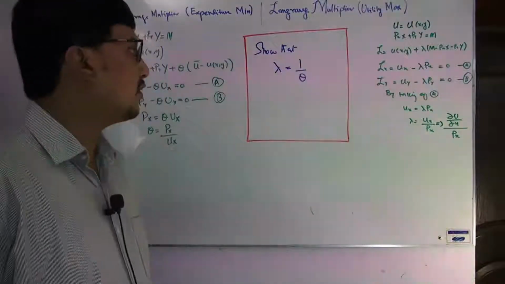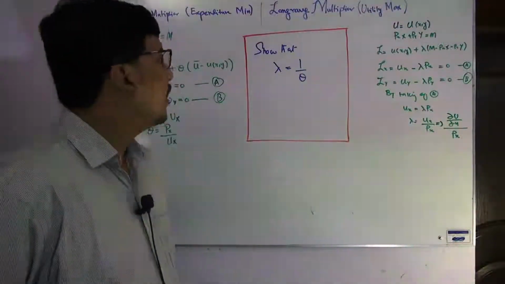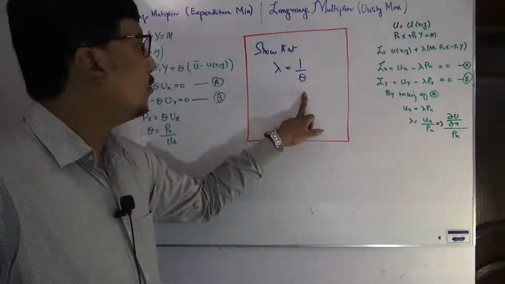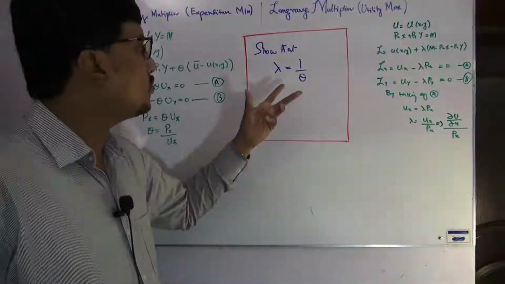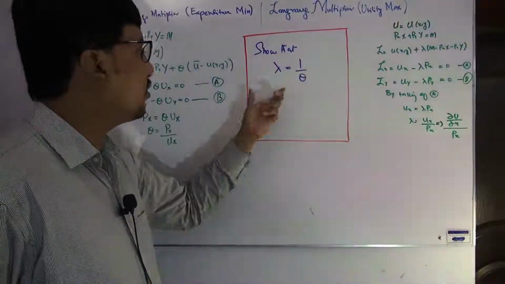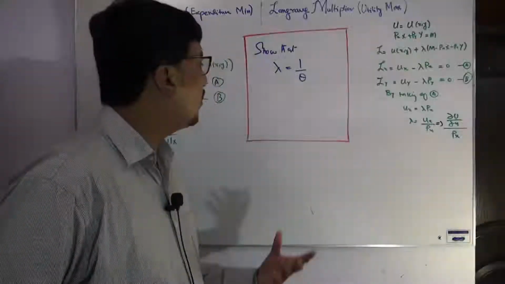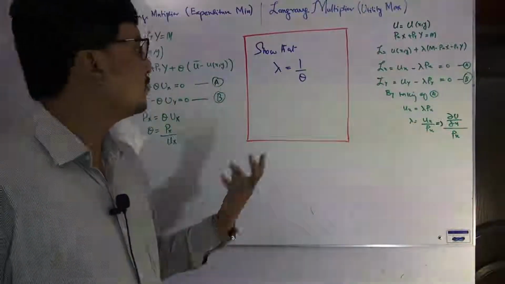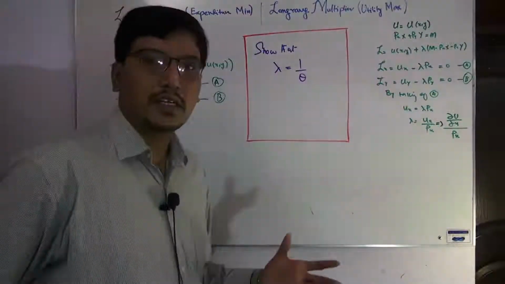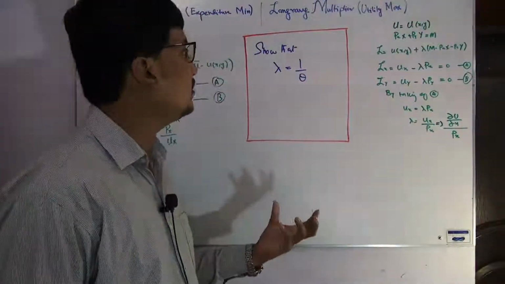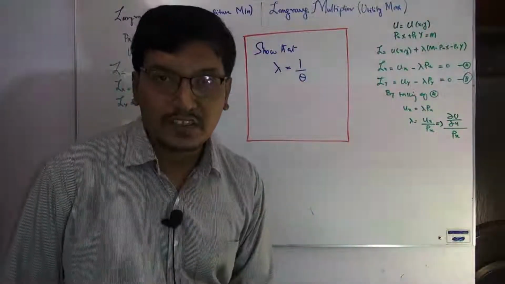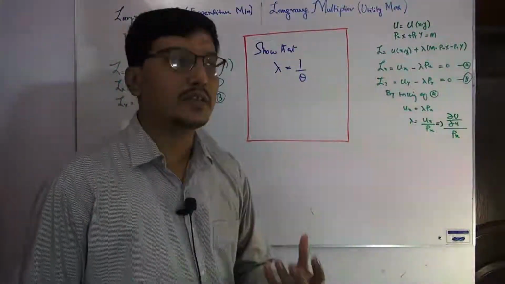Basically, just a little bit of derivation. Prove that lambda is equal to the inverse of theta. First of all, we have to discuss what lambda is and what theta is, and many of the viewers and students know what lambda and theta are. Basically, these are two different variables, two choice variables in the problem of utility maximization and expenditure minimization.